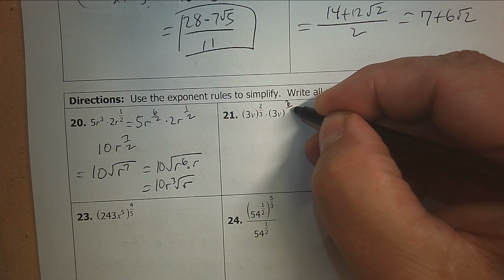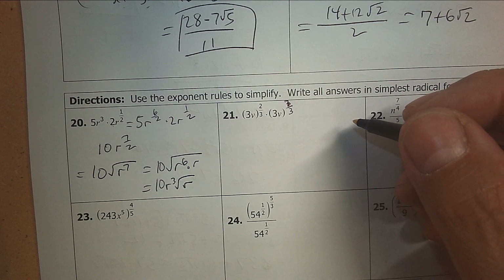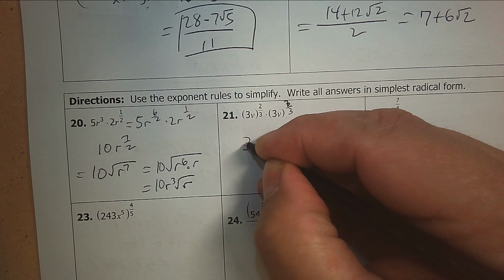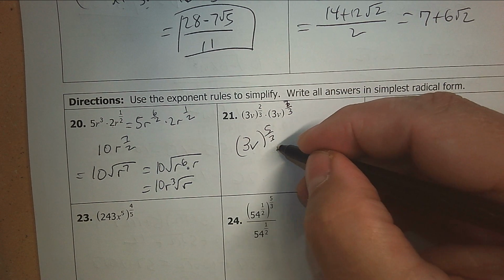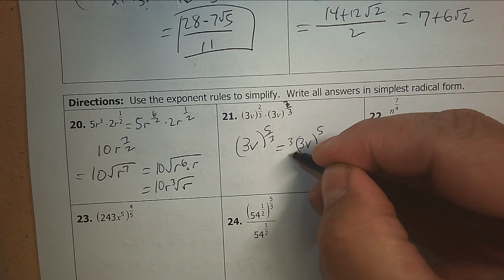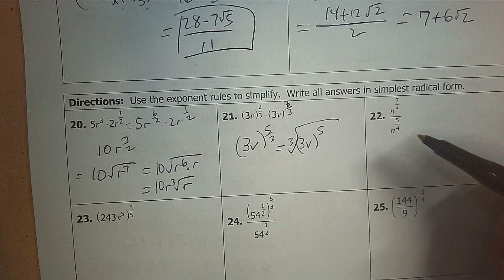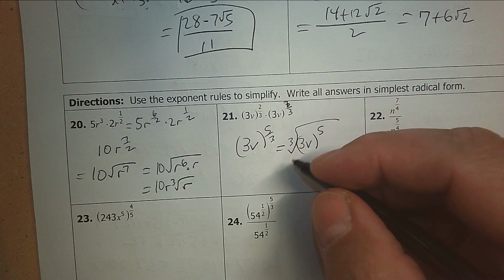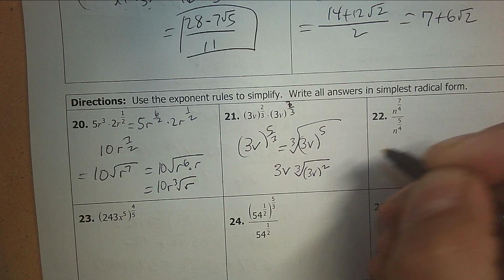For 21, again, when we multiply, we want the denominators to be the same, so I'm going to write that as 3 over 3. So the base is the same, and then add the exponents, and you get 5 over 3. So that's 3v to the 5, and it's the cube root of that. So I can take out 3v cubed, and then what's left over is 3v squared.